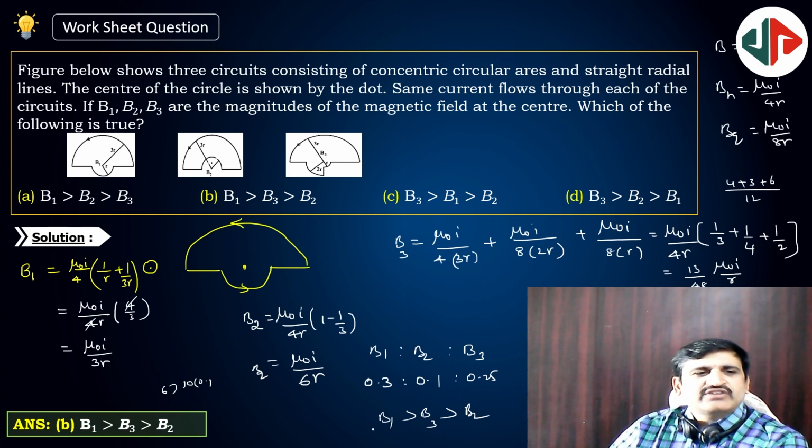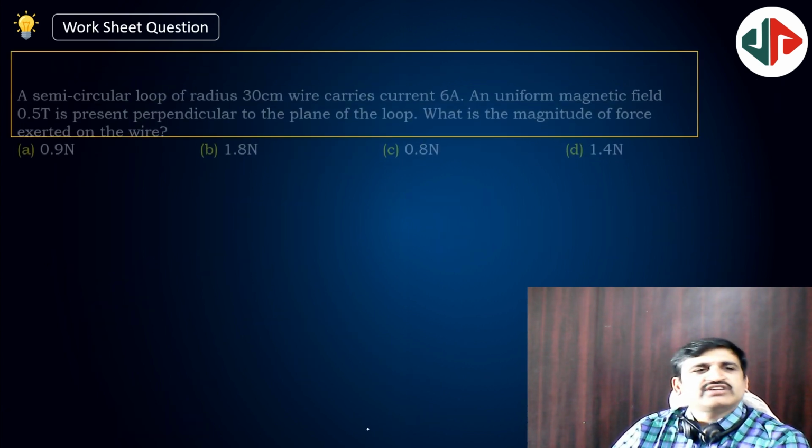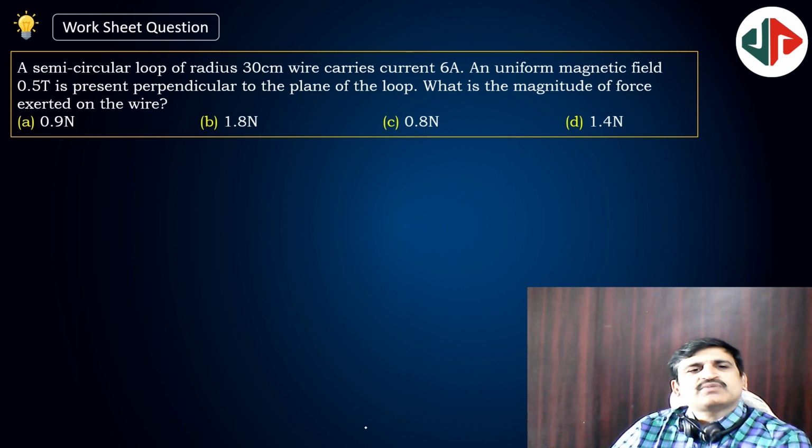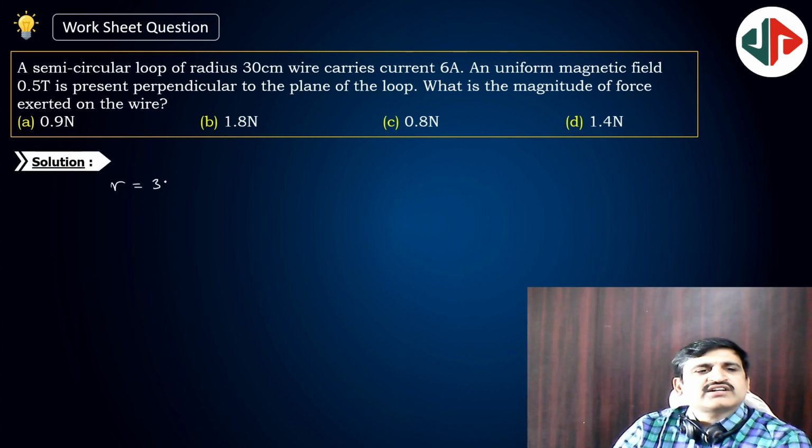Keep on doing carefully. A semicircular loop of radius R is equal to 30 centimeters, and the wire carries a current I is equal to 6 amperes in a uniform magnetic field B is equal to 0.5 Tesla, present perpendicular to the plane of the loop. What is the magnitude of force exerted on the wire?